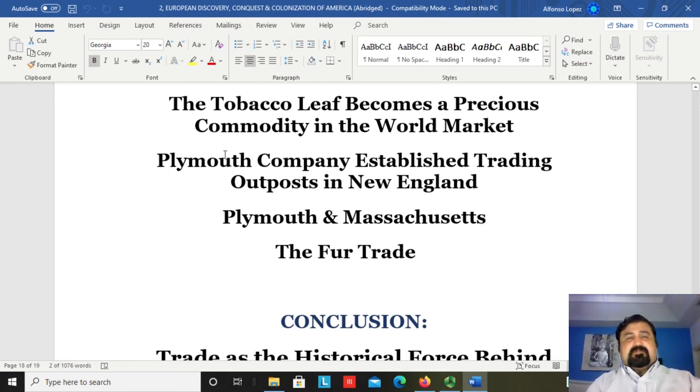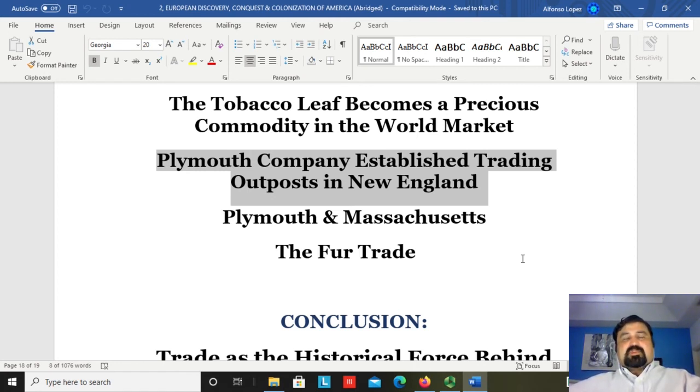Now, the Plymouth Company is now interested in establishing also a company to the north of Virginia to participate in the fur trade. Okay, so they're looking at the success of the French. They're looking also at the Dutch, how the Dutch are also arriving again to North America, and they don't want to fall behind. So they're also trying to establish a fur trading company, if you will, in North America, and they're beginning to bring merchants to establish outposts in what today is New England.